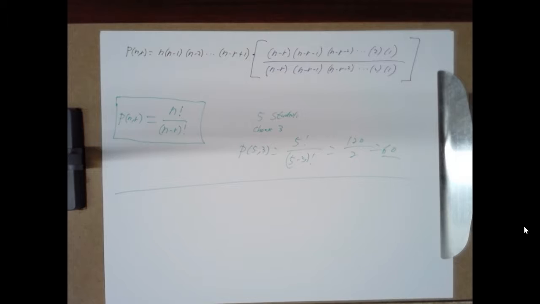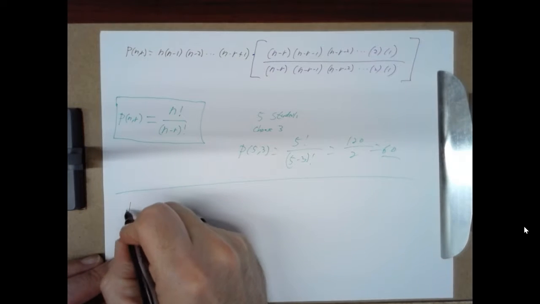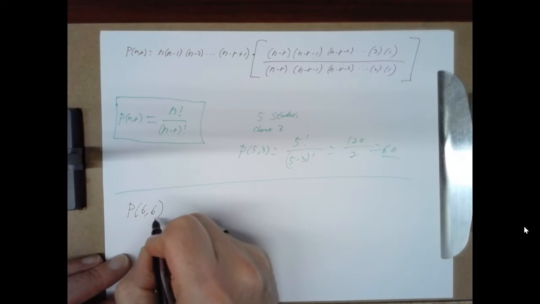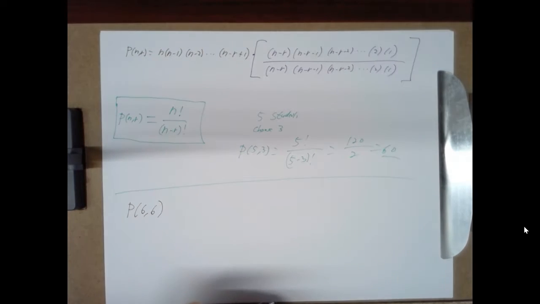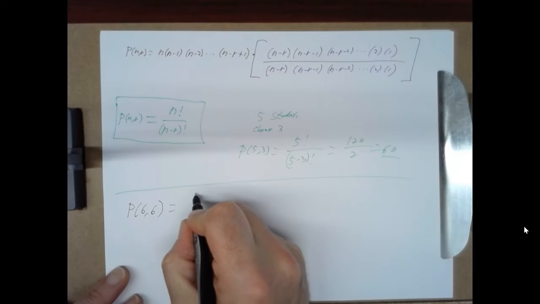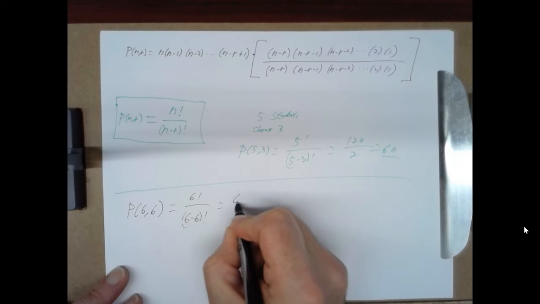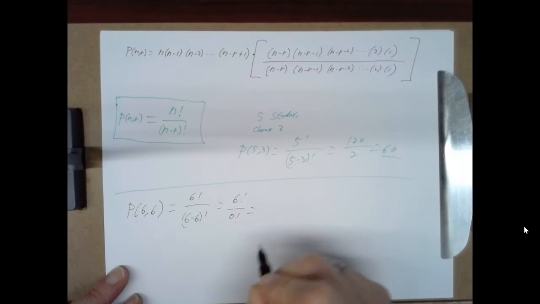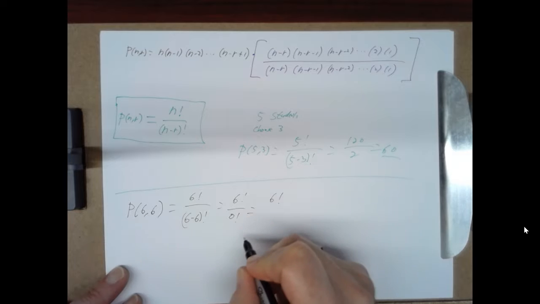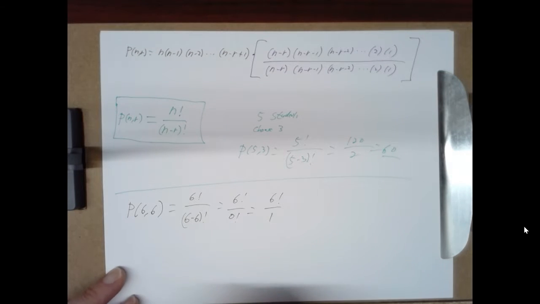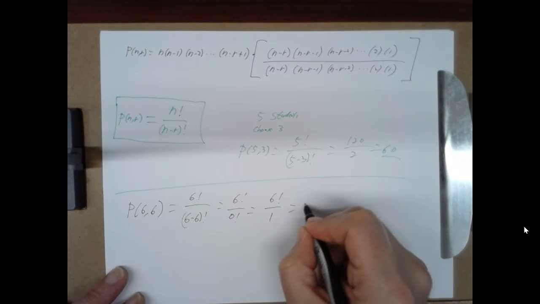So if you have 6 people and you want to sit them at a table, first, second, third, fourth, fifth, sixth, how many ways can you arrange those 6 people? It's 6 people and you're trying to choose 6 of them in an ordered way. It's just P of 6 comma 6. And this will be 6 factorial over 6 minus 6 factorial. And what is 0 factorial? That's 1. That's convenient. Right? So this is just 6 factorial.